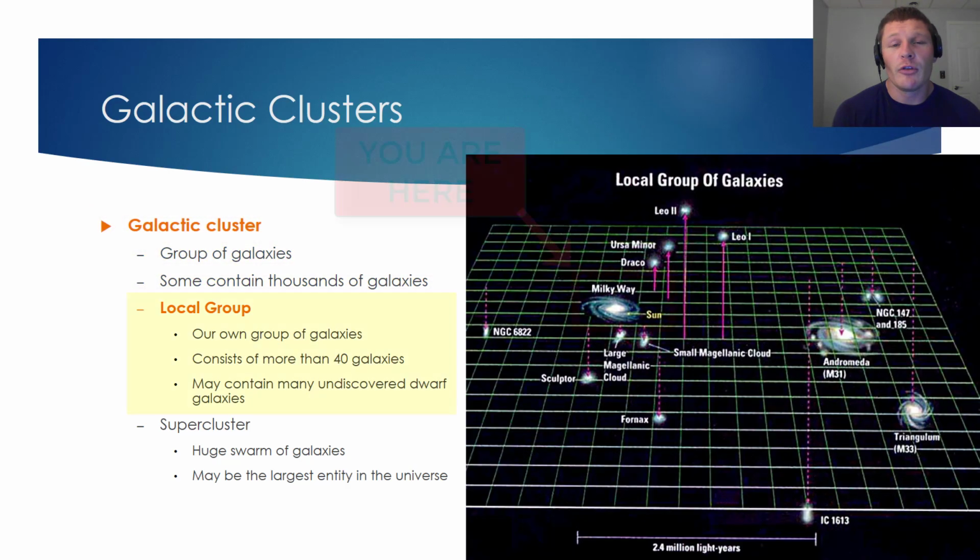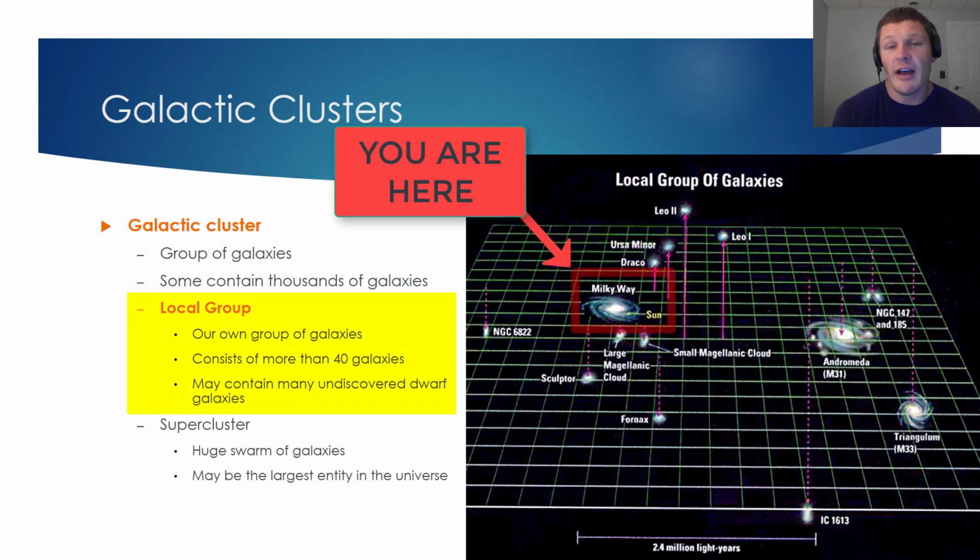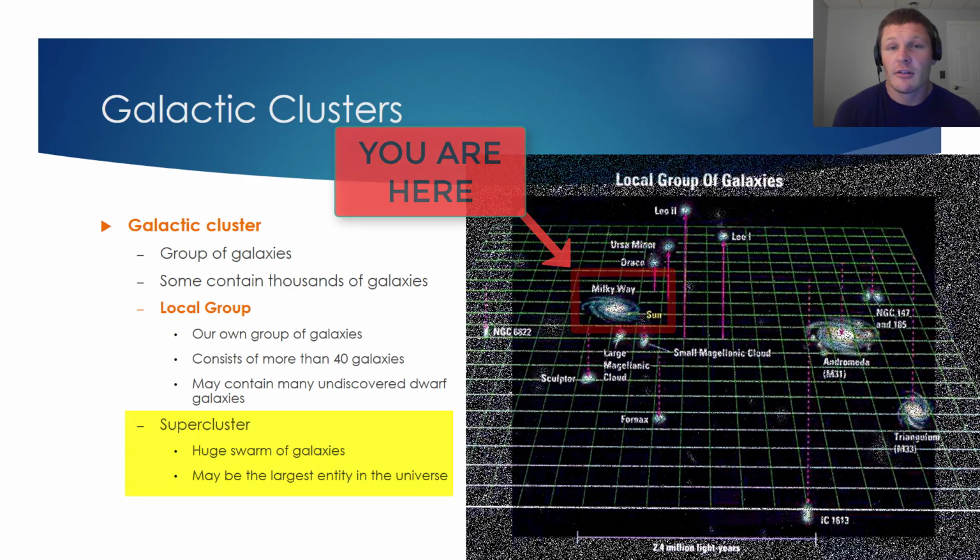I would also like to overview the local group, which is our own group of galaxies. In fact, our local group consists of more than 40 galaxies, and over time that number of galaxies may increase because there may be undiscovered dwarf galaxies out there. And then one final consideration I'd like to overview is the supercluster, which is a huge swarm of galaxies. In fact, these may be the largest entities in the universe.